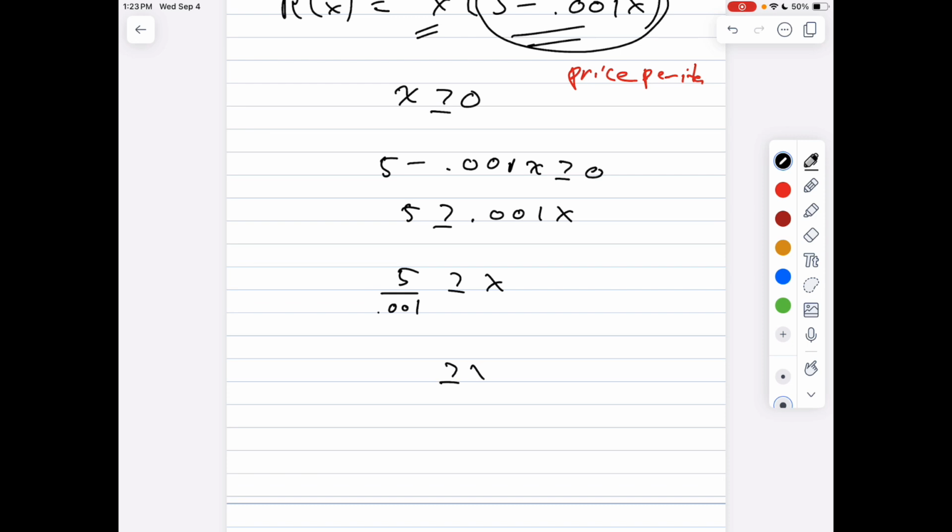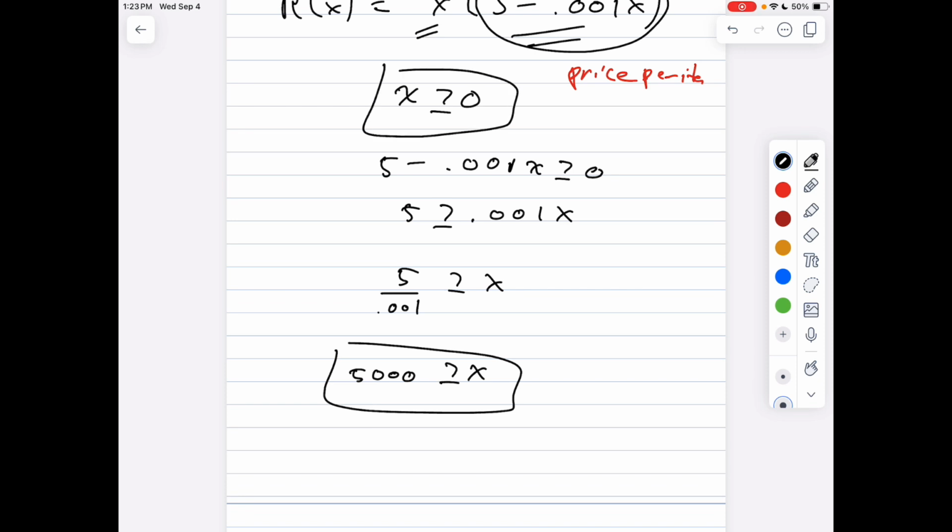You get that 5 divided by 0.001 is 5,000. So 5,000 is bigger than x, and x is greater than or equal to 0. Another way of saying this is that x is less than 5,000, and 0 is less than or equal to x is the same thing as saying x is greater than or equal to 0. So this is my quote-unquote implied domain in this problem. Typically all these problems will have a domain.